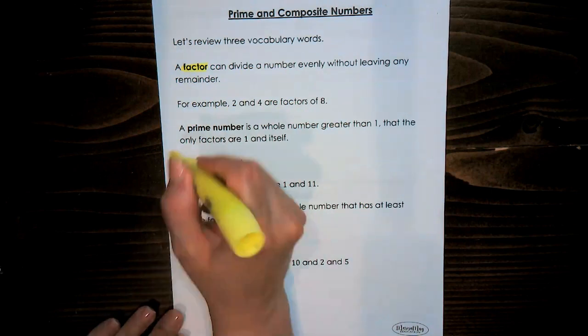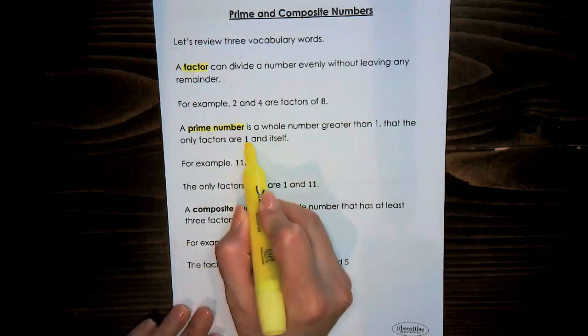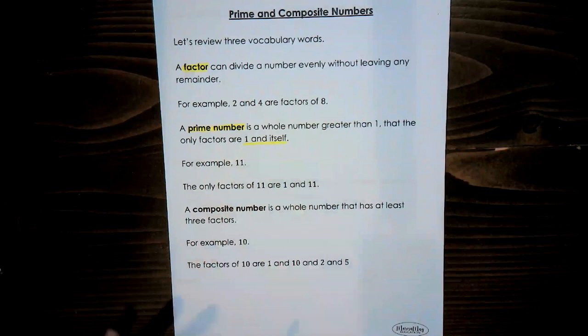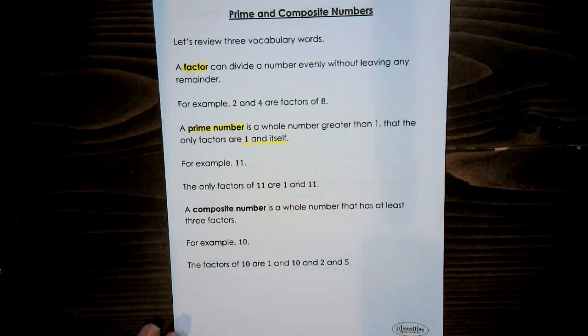Now, a prime number is a number that is greater than 1 that has only factors of 1 and itself. So numbers like 11. 11 is a prime number because the only way you get 11 is to do 1 times 11. 13 is another prime number because 13 only has factors of 1 and 13.